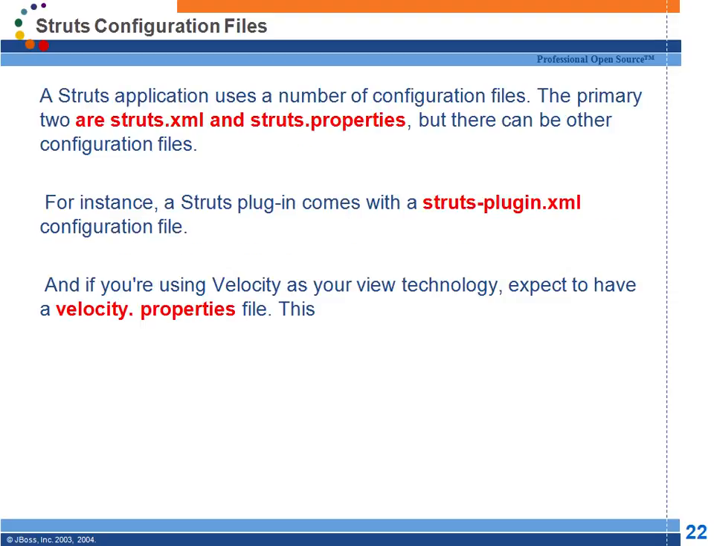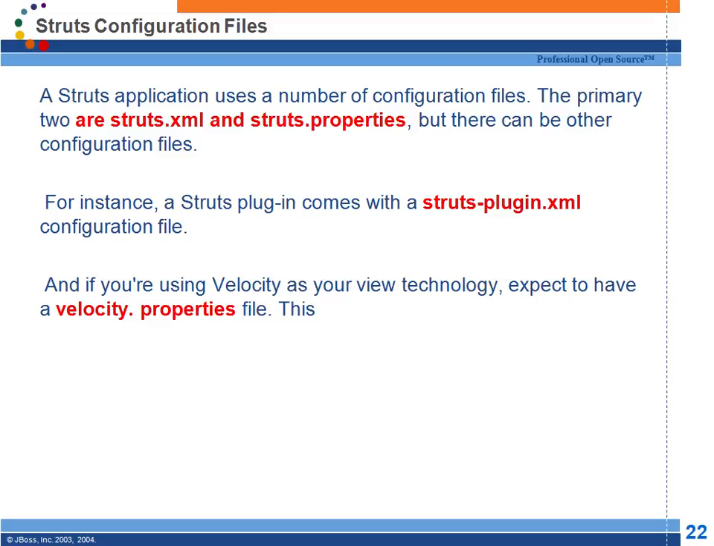A Struts application uses a number of configuration files. The primary configuration files are struts.xml and struts.properties. These are the two configuration files.